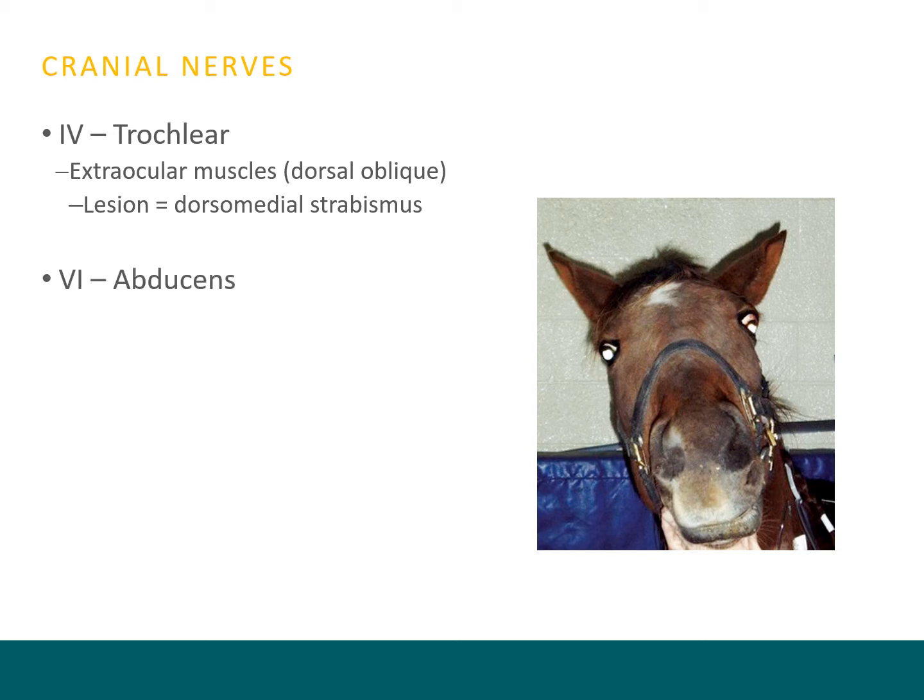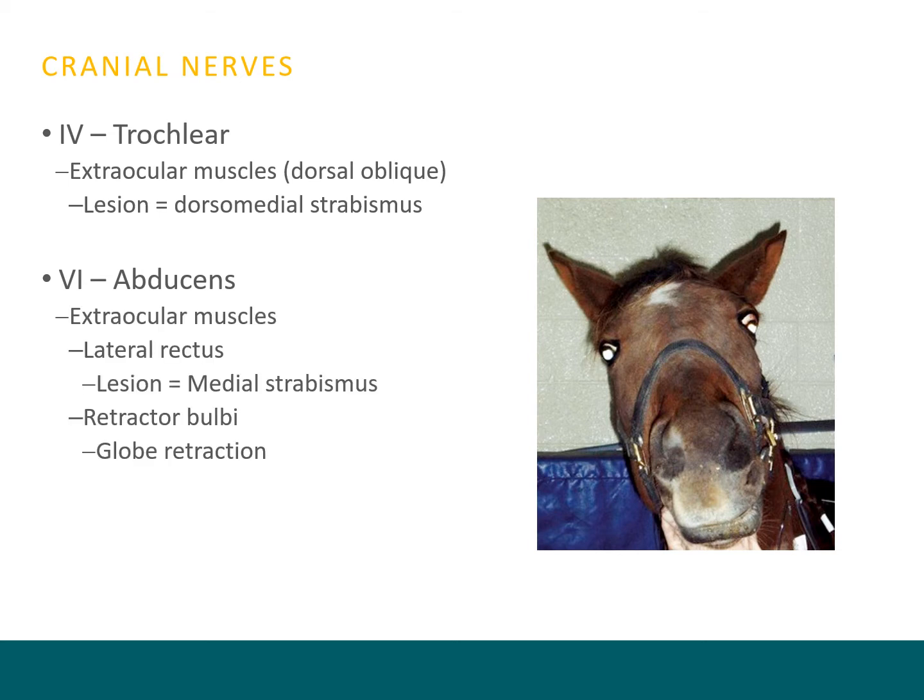And then the other cranial nerve that controls eye position is going to be 6. So we've got 3, 4, and 6. So 6 is abducens. It is going to control the lateral rectus. So a lesion in the abducens nerve would result in medial strabismus. The other thing that 6 innervates is the retractor bulbi. So again, we're not going to touch the horse's cornea, but if you just kind of smoosh their eyelid over their eye and then press on their eye, they should retract their eye into their head, and that is controlled by 6. So that globe retraction. So if they cannot do that, either they have a mass behind their eye or they have cranial nerve 6 abnormalities.